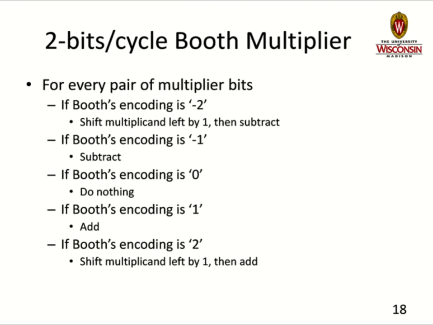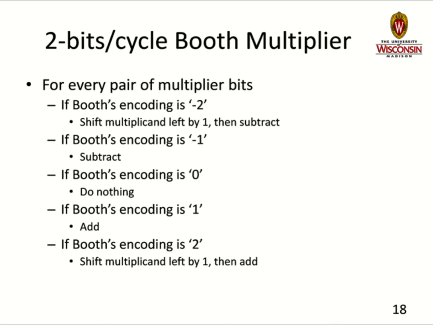So the basic idea behind a 2-bit per cycle Booth multiplier is to now consider every pair of bits in the multiplier at a time. And again, you're going to look at those 2 bits as well as the previous bit from the preceding pair of 2 bits. And you're going to look at the Booth encoded values for each of those pairs of bits. If the Booth encoding tells you it's a -2 case, then what that means is you're going to shift the multiplicand left by 1, because shifting left by 1 is equivalent to multiplying by 2. So that's how we get the magnitude of 2 effectively into our result. And then we're going to do a subtraction again because it's a -2.